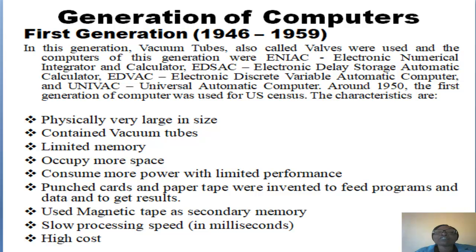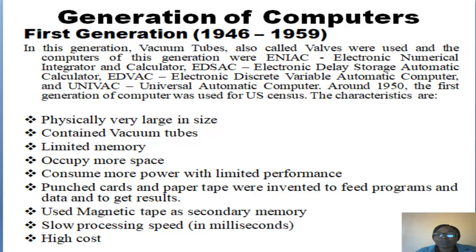The computers of this generation were ENIAC. What is ENIAC? ENIAC, Electronic Numerical Integrator and Calculator. EDSAC, Electronic Delay Storage Automatic Calculator. We have EDVAC, Electronic Discrete Variable Automatic Computer, and UNIVAC. So all these were the first generation of computers.